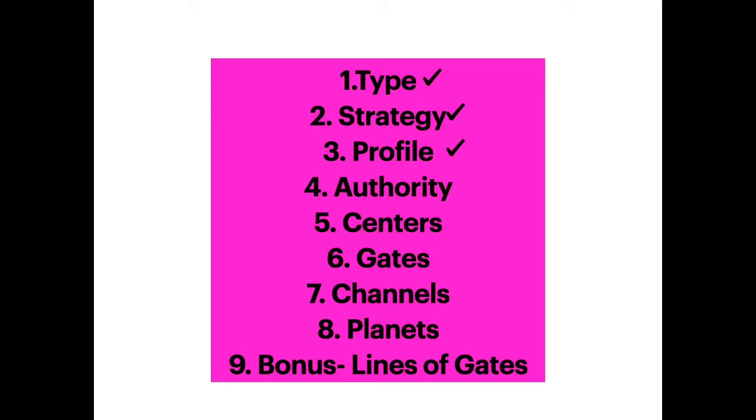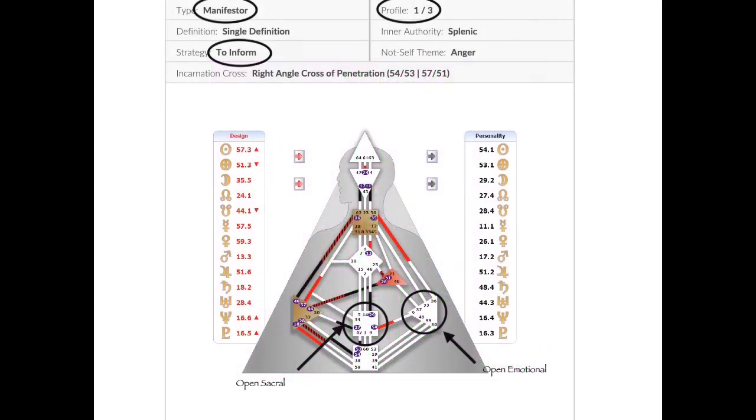So let's go through first his type, find out what his type is, what his strategy is, and we'll check out his profile and talk a little bit about that as well. If we look at his chart, we see that he's a manifestor type, and we know he's a manifestor type, first of all, because of course it's written, but the other way we know is that he has a motor to his throat.